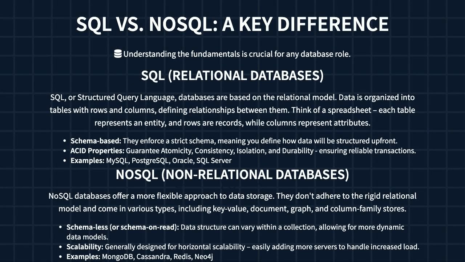Okay, let's talk about the difference between SQL and NoSQL databases. SQL databases, like MySQL or PostgreSQL, are based on a traditional spreadsheet-style model. Think tables, rows, and columns. They have a strict blueprint called a schema that you need to define upfront. And because of that structure, they're really good at ensuring data is reliable and consistent through something called ACID properties.